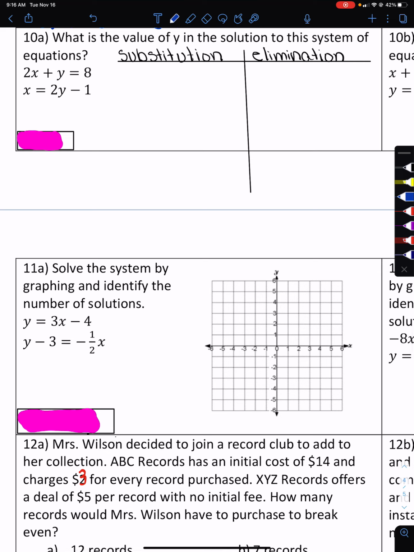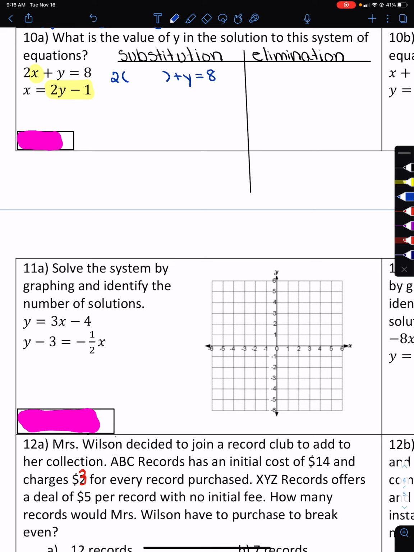Okay, 10A. What is the value of y in the solution to this system of equations? I'm going to solve for y using substitution and elimination. You can choose whichever method you prefer. Okay, so first off, using substitution, I'm going to take the x out of the first equation and replace it with what x equals from that second equation, because that second equation already had x isolated. So I've got 2 times whatever the x value is plus y equals 8.